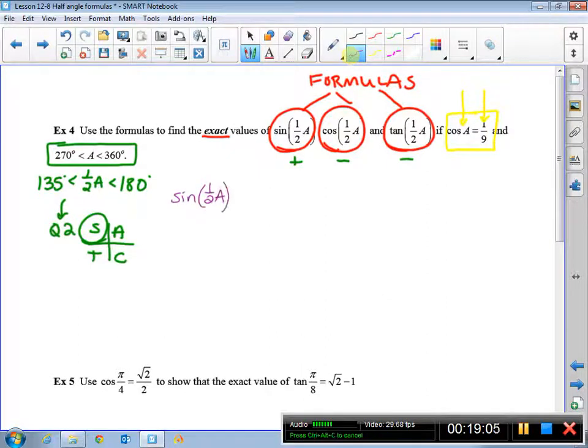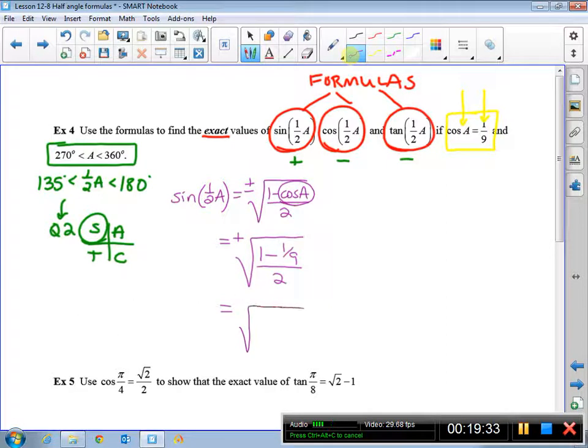So let's do the sine of half of A. The formula says positive or negative square root of 1 minus the cosine all over 2. So we've already determined that it's positive. We know cosine of A, in yellow over here. Cosine of A gets substituted by the fraction 1/9, and the rest is algebra. I'll finish this one and leave the rest to you. With the fraction of 9, I'm going to multiply everything by 9. And I have 9 minus 1 all over 18, which is 8 over 18, which reduces to 4 over 9.